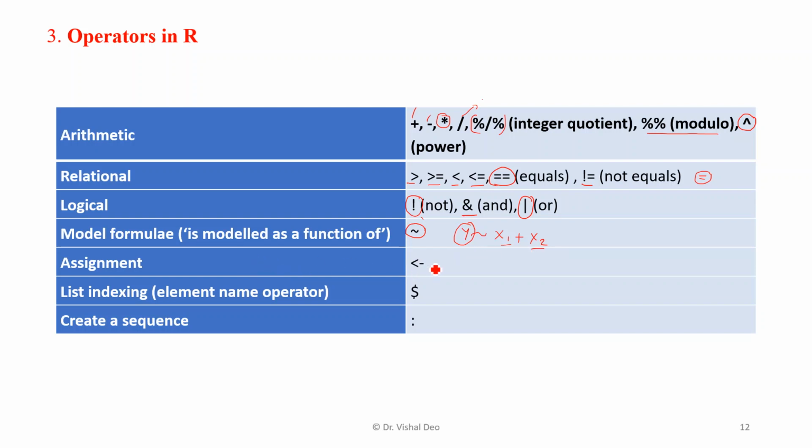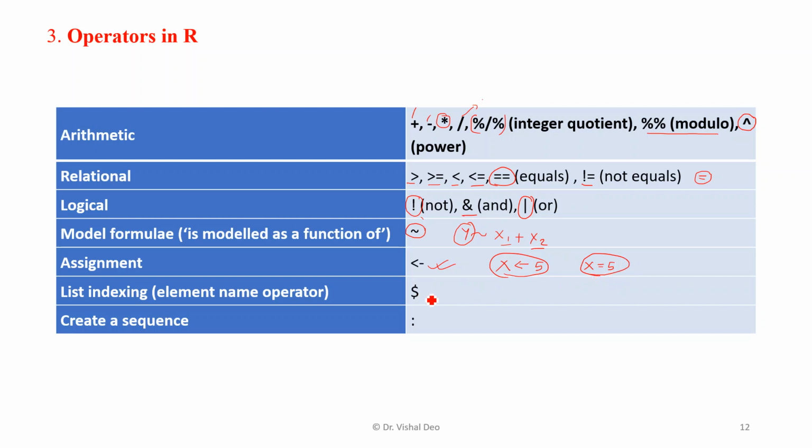An assignment operator. So the basic assignment operator is this, right? If I write x <- 5, that means I am assigning the value 5 to the variable x. Another alternative is to simply use equal to. This is also acceptable in R. So you either use this symbol as the assignment operator, or you can use x = 5.